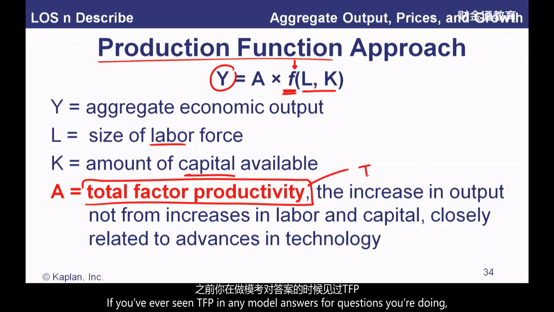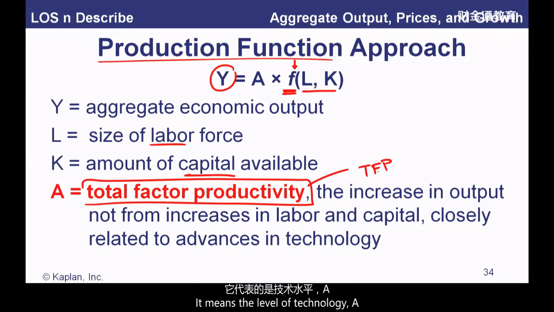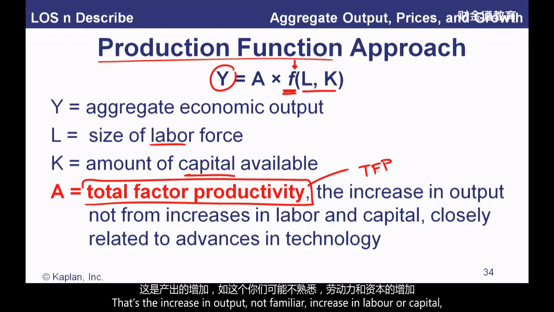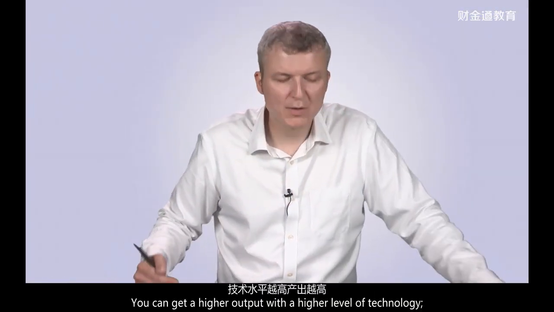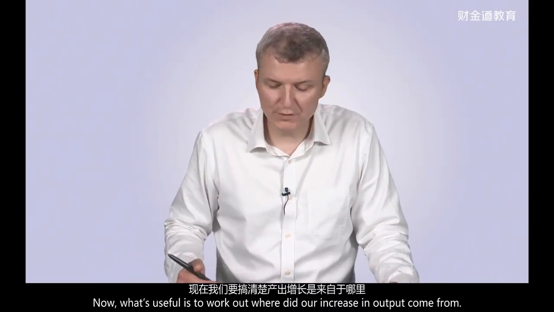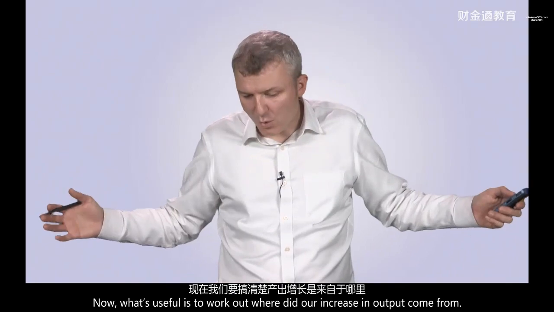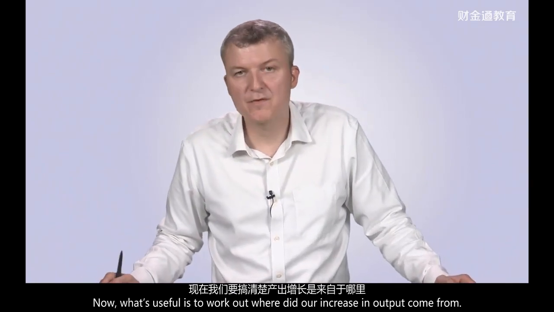If you ever see TFP in any model answers for questions you're doing, it means the level of technology, A. That's the increase in output, not from an increase in labor or capital, but the increase in output from advances in technology. So for the same level of labor and capital, you can get a higher output with a higher level of technology. Now what's useful is to work out where our increase in output came from.